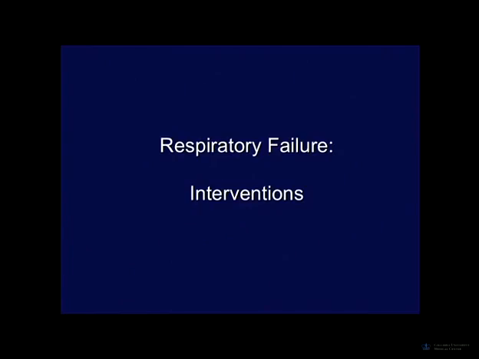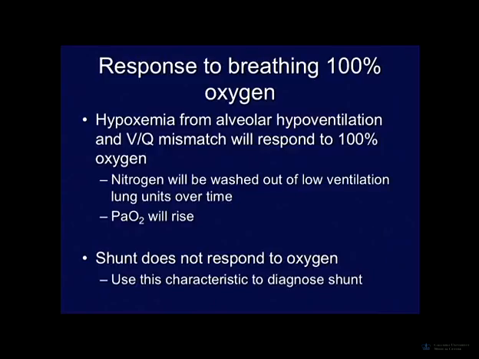So what can we do to intervene? How can we fix it? Okay? So one thing you can do is give them 100% oxygen. We did that in the last scenario. It didn't really work. So hypoxemia from alveolar hypoventilation alone or even VQ mismatch will respond to 100% oxygen.